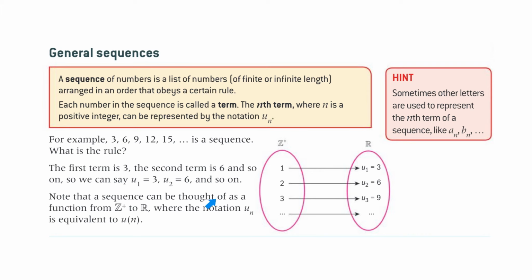Note that a sequence can be thought of as a function from, now these are positive integers, to real numbers, where the notation u(n) is equivalent to u sub n. So these are always positive integers, and these are real numbers, any real numbers. That real number is all numbers.